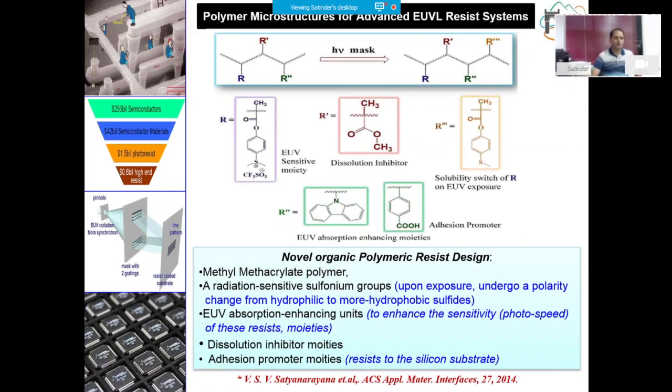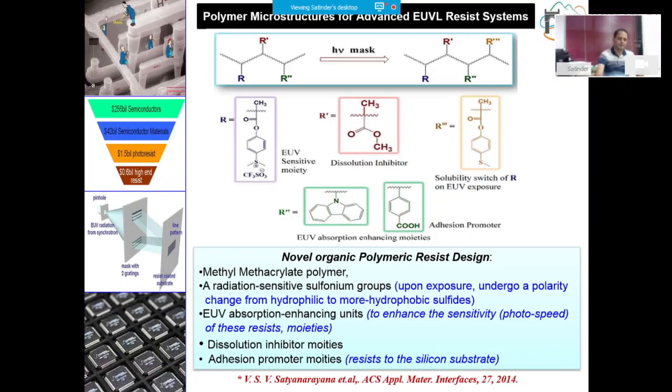So now I am talking about what is the innovation in our work. As I told you, we have a UV-sensitive sulfonium group, and a dissolution inhibitor is also incorporated there. Because of the light, solubility switching will take place, so it becomes hydrophilic to hydrophobic. Due to that, the developer formulation is water-based, which is much more user friendly as compared to the conventional developer. So this is basically our formulation, and there are multiple formulations.